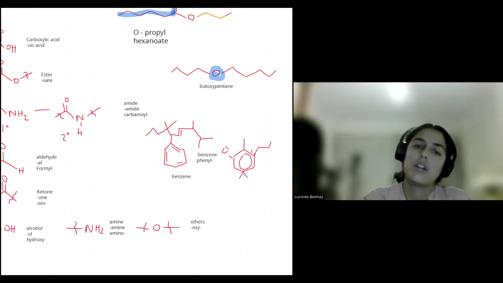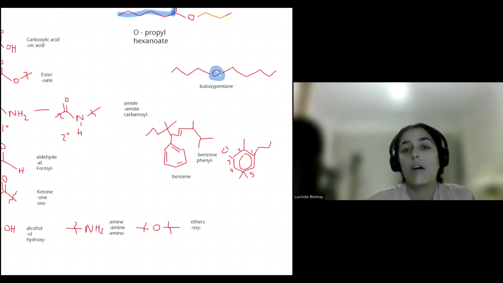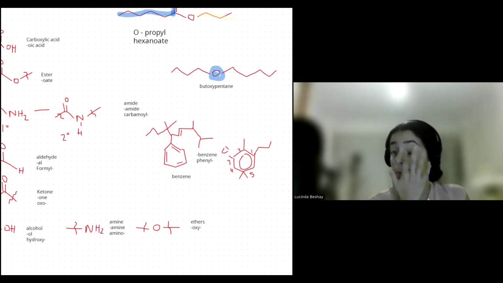So I'm just going to have one, two, three, four, and five. So then this structure would be called, and I'm just going to say it verbally, 3-chloro, 1-ethyl, 2,4,4 trimethyl benzene. Okay. So this is when it would be considered the main structure.